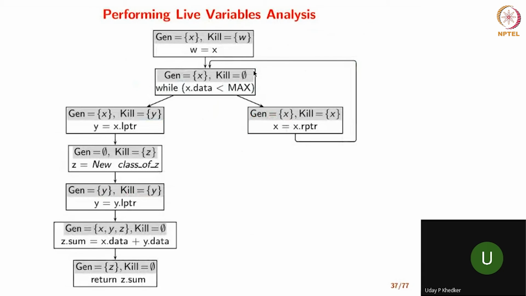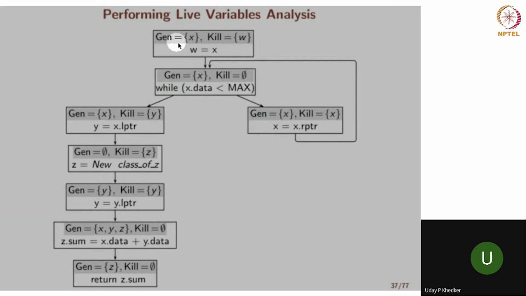Okay. So let us perform live variables analysis for the motivating example. We have computed gen and kill sets here. In this statement, liveness of W is being killed, and liveness of X is being generated. In this statement, because there is no assignment, no liveness is killed, and only liveness of X is generated. Here, liveness of X is generated and liveness of X is killed. Note that gen and kill need not be mutually exclusive. We could do both in the same basic block.